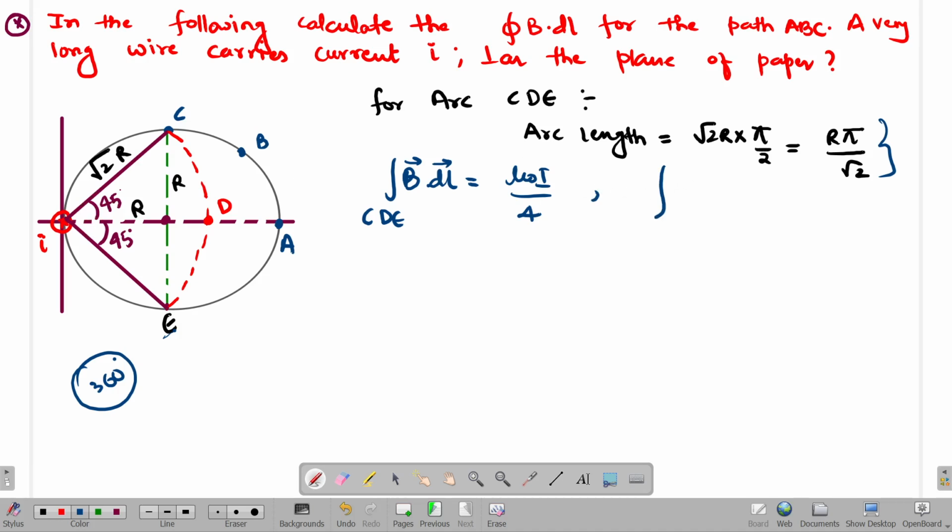So integral B dot dl for only part CD, just part CD, is how much? Mu naught I by 8 or not? Just this half part, just this half part CD. For CDE it is 1 by 4.